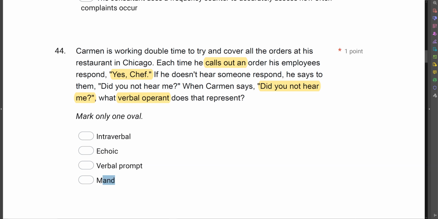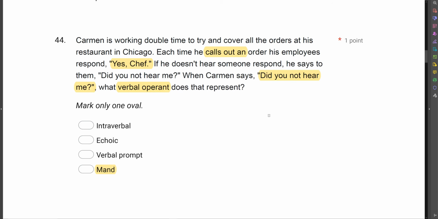And then D, mand. It is a mand. Carmen is looking for information, evoked by the MO, the deprivation of the response, right? And Carmen says, did you not hear me? Which is manding for information.